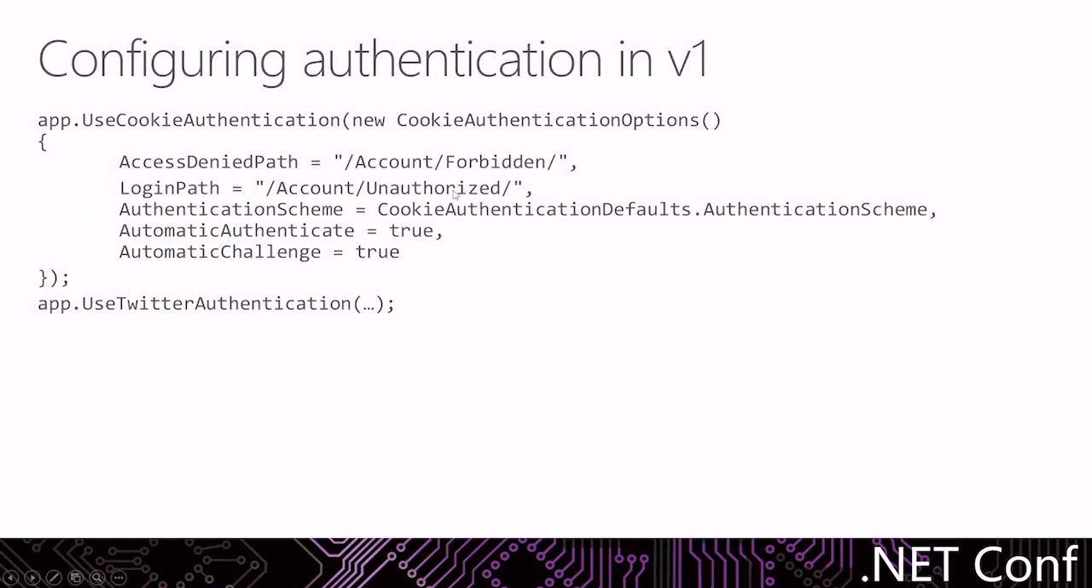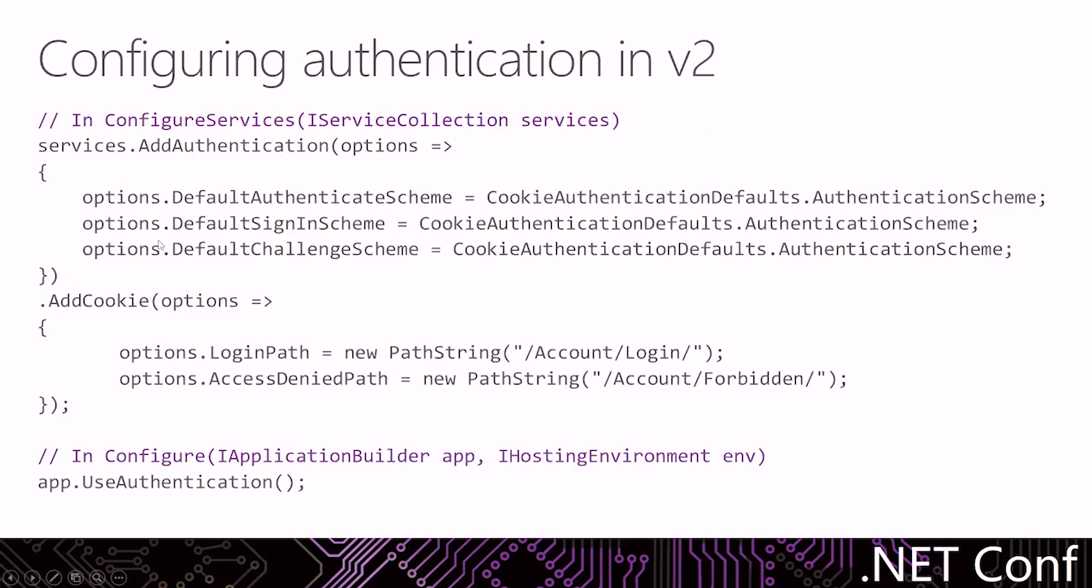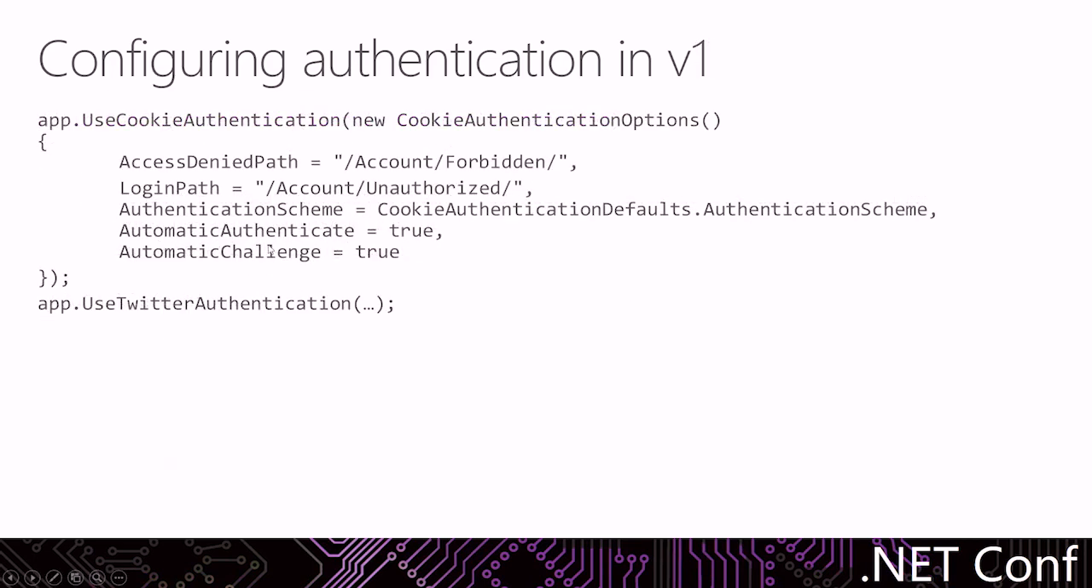So if you're moving to Core 1 rather than Core 2, this is how we configure authentication. We're going to use app.use and then the authentication type, and then we have a bunch of options, and I can add another one and chain them on and so on and so forth. You will see that we have automatic authenticate and automatic challenge. Only set automatic authenticate and automatic challenge to true on one of your middlewares.